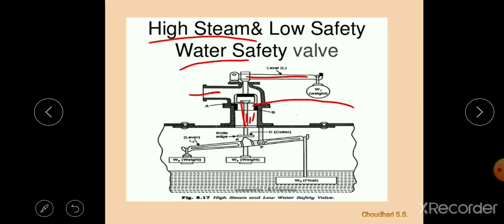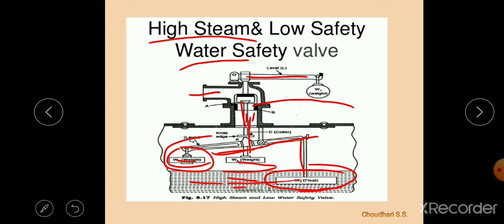This water safety valve acts by this lever. This is also a lever operated valve. At one end of this lever the weight is provided. This weight is inside the water, submerged in the water, and at the other end of the lever weight W2 is fixed. So this weight balances the weight W3. We know the block is in water, so it has less weight, so that is balanced by the smaller weight. And this valve is also balanced by the dead weight provided at the fulcrum.